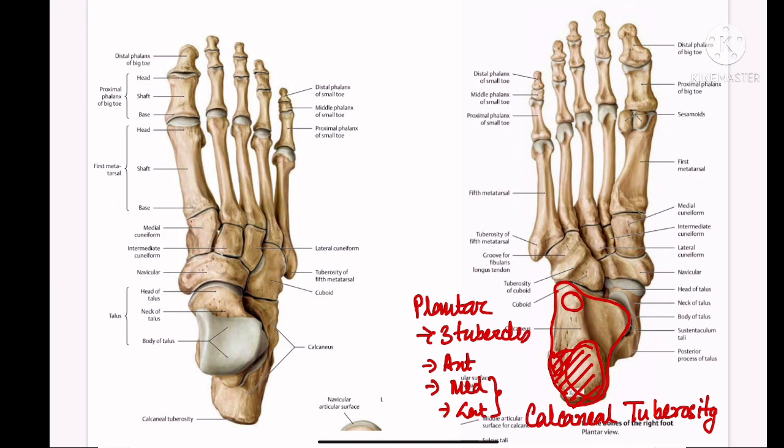Now important is that in between these three tubercles there is a triangular area. There is a kind of triangular area like this in between the three tubercles, and this triangular area provides attachment to the long plantar ligament. Okay, so let me show you the long plantar ligament.